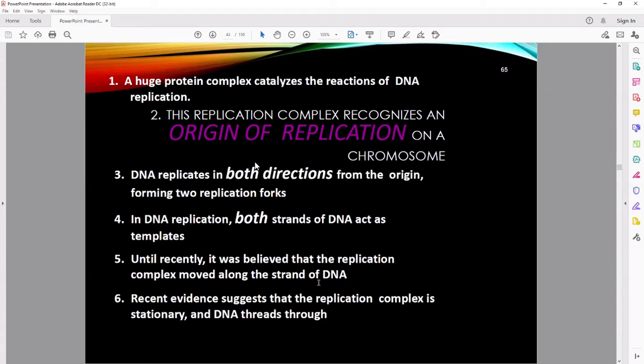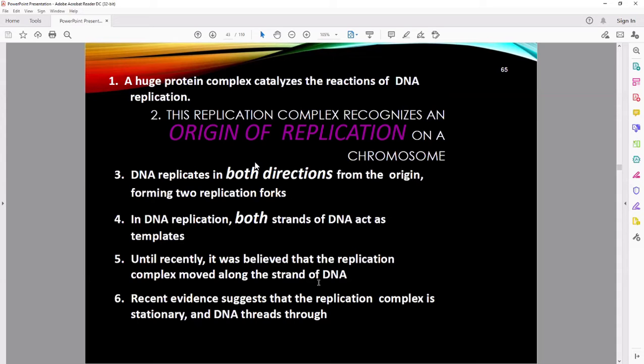Which protein complex catalyzes the reaction of DNA replication? We know that in a circular chromosome there is an origin of replication, and we need this to start replication. This origin of replication needs to be recognized by the enzymes, by the complex of components needed in the replication process. We know that DNA replicates bidirectionally from the origin, so it forms these two replication forks.